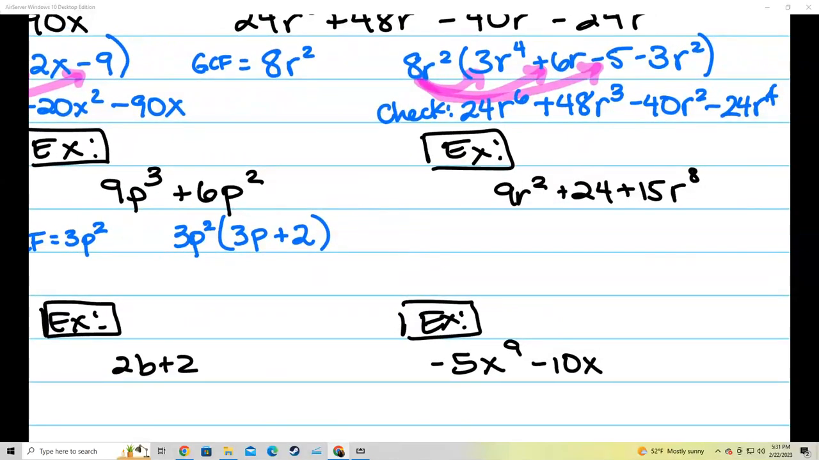Let's go ahead and worry about our numbers first. What goes into 9, 24, and 15? 3 goes into all those numbers. 9 also goes into 9, but 9 does not go into 24. So it looks like 3 is the largest number that goes into all of them.